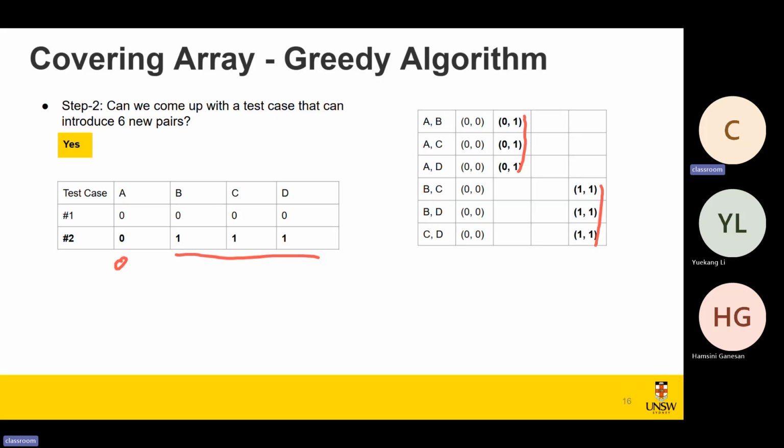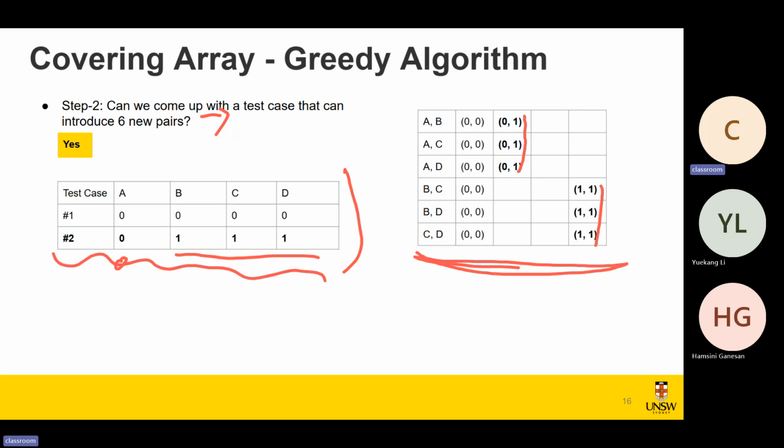So now, what do we need to think for step 3? We need to think about the same question here for step 3. Given the situation like this, where we have the covering array and the covered pairs like this, can we come up with a new test case that can cover all 6 pairs?